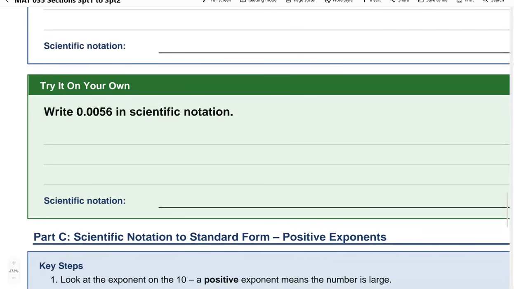Okay, here's your try it on your own. We have 0.0056. Write that in scientific notation. We're going to move that decimal 1, 2, 3 times. So we're going to get 5.6 times 10 to the negative 3.